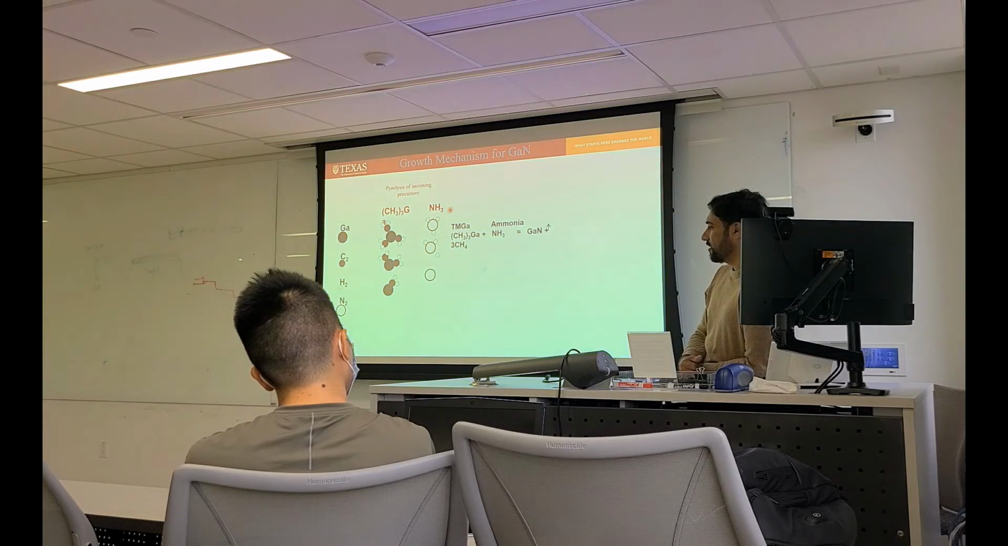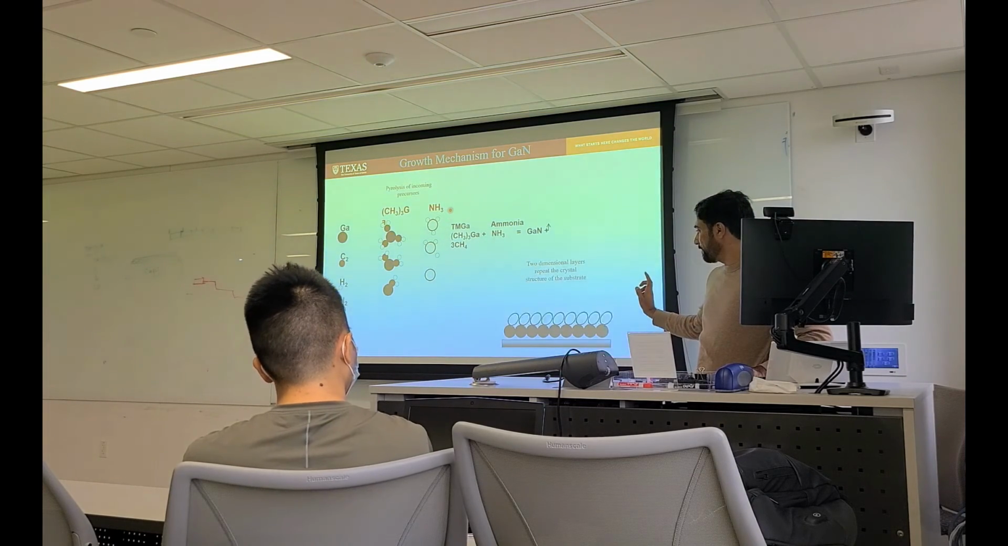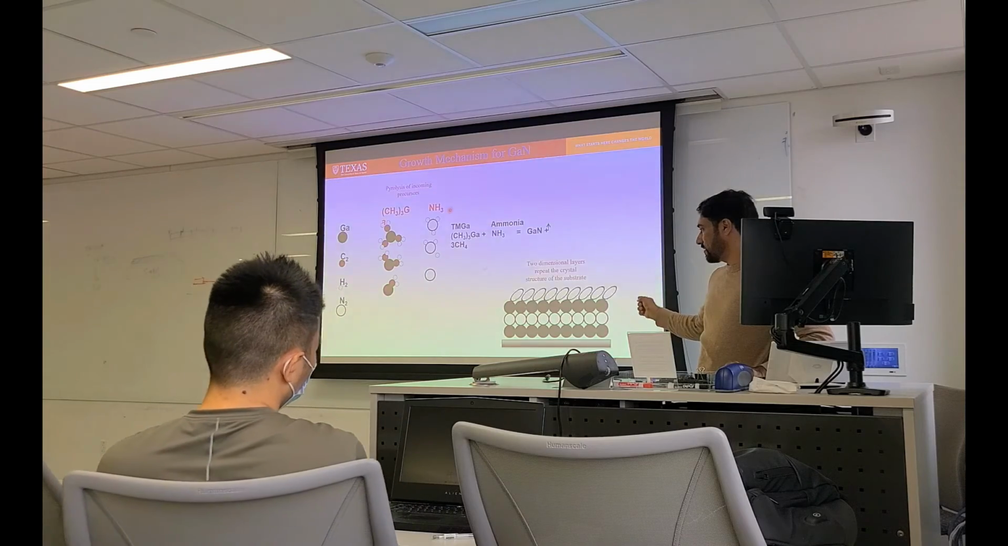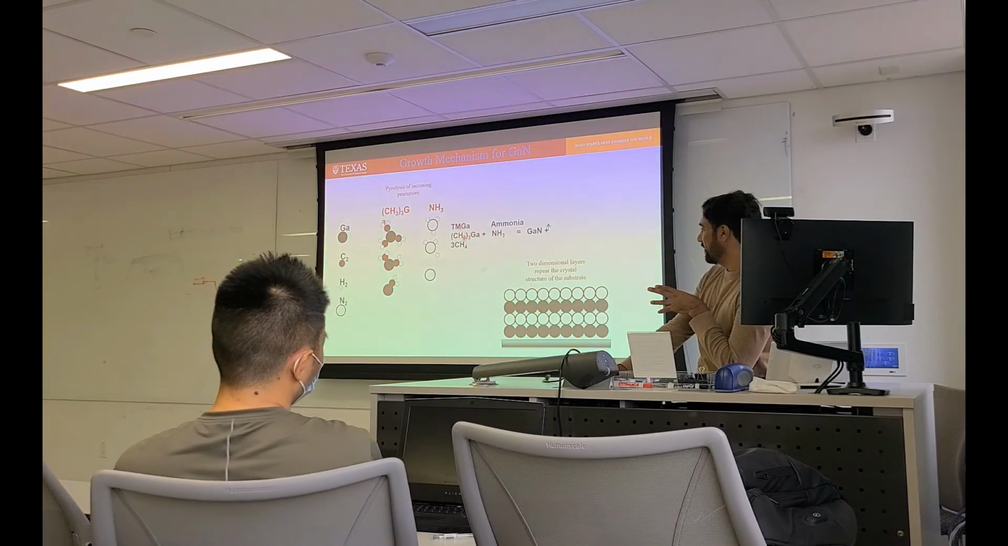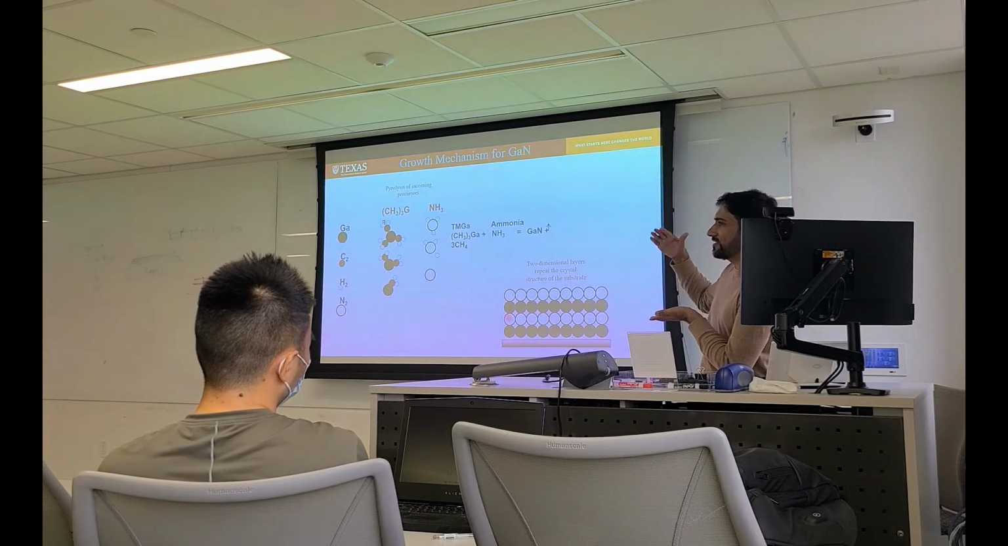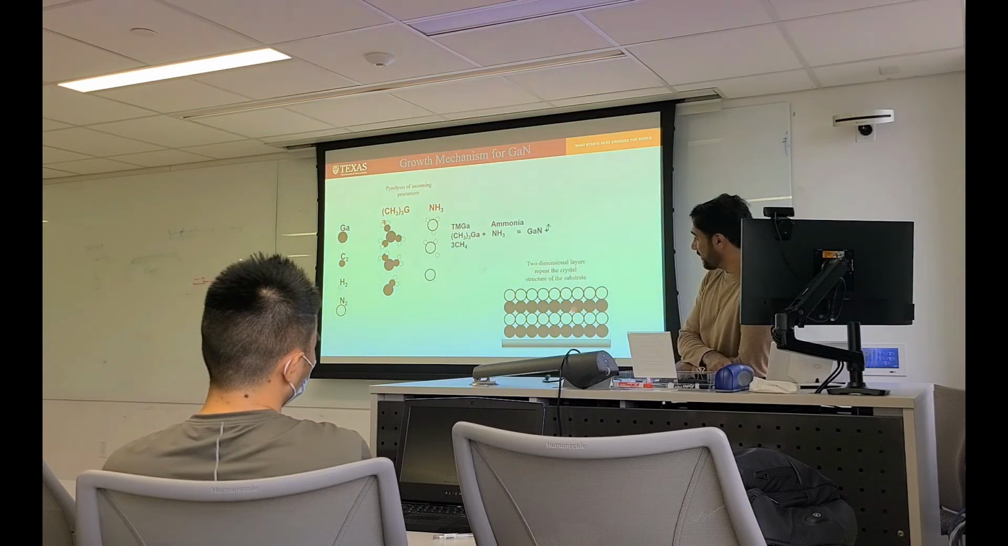Our growth for gallium nitride happens at 1000 degrees centigrade. Conceptually, this schematic is not accurate. I just added it for your understanding. The setting is not in this way. The epitaxial setting is different. So this is a very generalized schematic for your understanding.